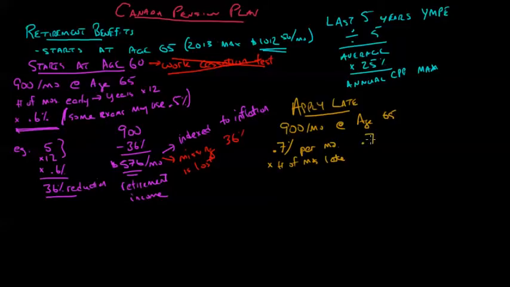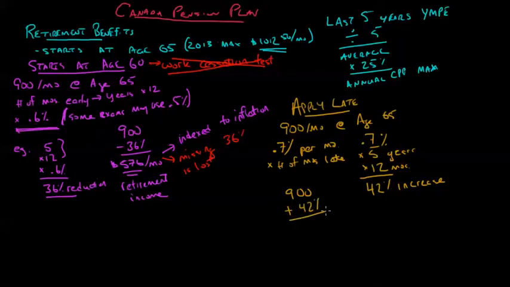So this person, let's say, waits all the way to age 70. So that would be 0.7% times 5 years times 12 months. That gives you a 42% increase to your CPP benefit. So now you would have $900 plus 42%, and that's going to give you a $1,278 a month CPP benefit.